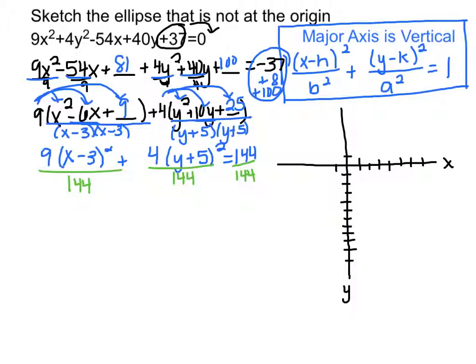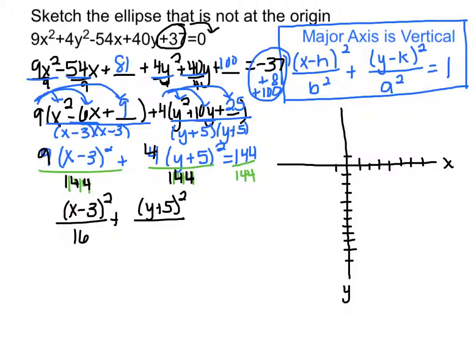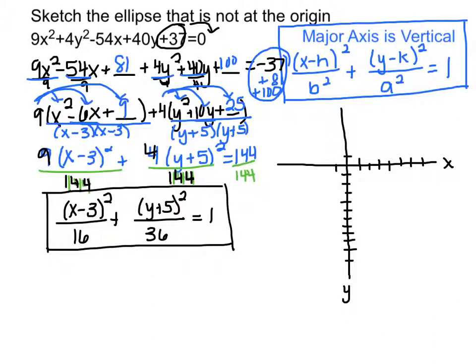When I take 9 over 144, I get 1/16. So I have x minus 3 squared over 16, plus, when I simplify 4 and 144, I get y plus 5 squared over 36, and that equals 1. This is the exact form I wanted, so that now I can sketch my ellipse.